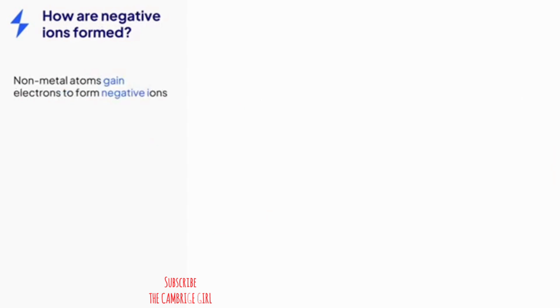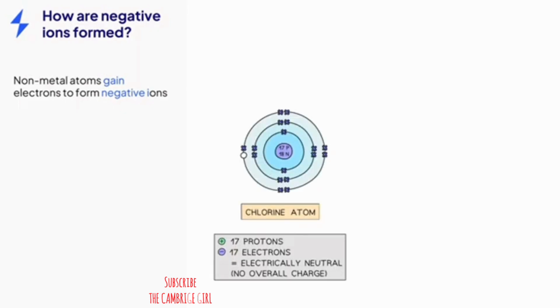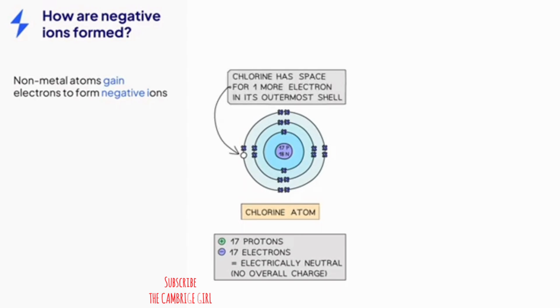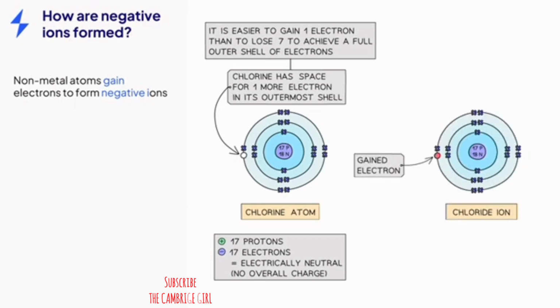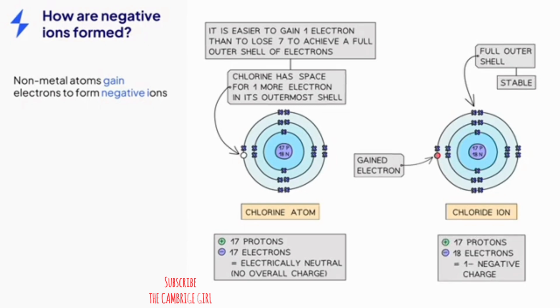Non-metal atoms gain electrons to form negative ions. Again, we will look at an example to explain this in more detail. Let's take chlorine as an example. An atom of chlorine has 17 protons and 17 electrons, so it has no overall charge. Chlorine is in group 7, so it has 7 electrons in its outer shell, which means it has space for 1 more electron. Less energy is required to gain an extra electron than would be needed to lose all of its 7 outer electrons, so chlorine gains an electron to form a stable full outer shell. Now it has 18 electrons and 17 protons, giving it 1 more electron than protons, so it forms a chloride ion with a 1- charge.